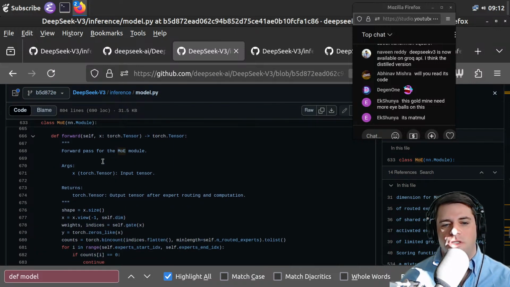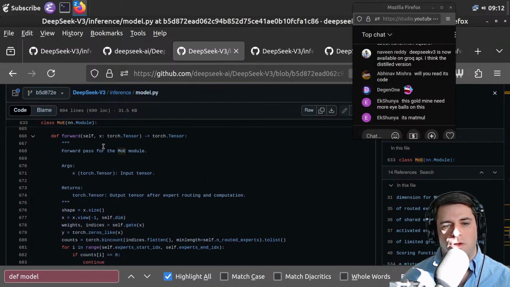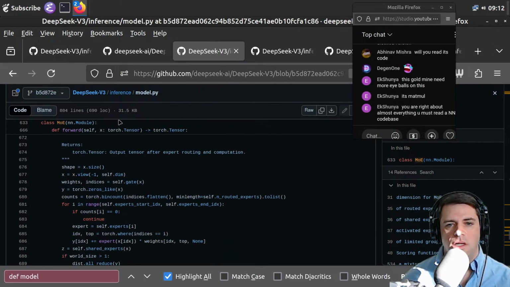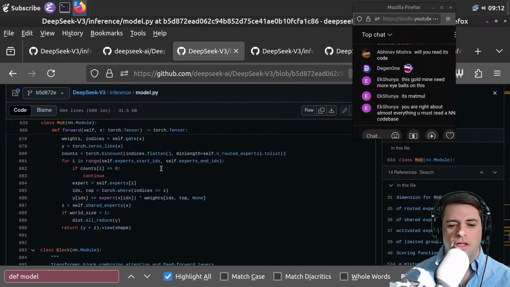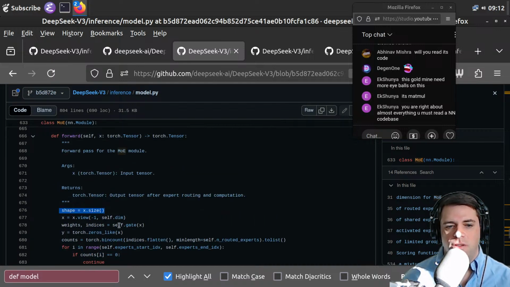Then we have a forward. This is the forward pass of the model, so I guess it's worth looking at. The forward pass, here in Torch, is what contains a lot of the logic. So the shape, we're just going to get the X size. X is, I guess, the input. I assume this is taking some view or slice of it.